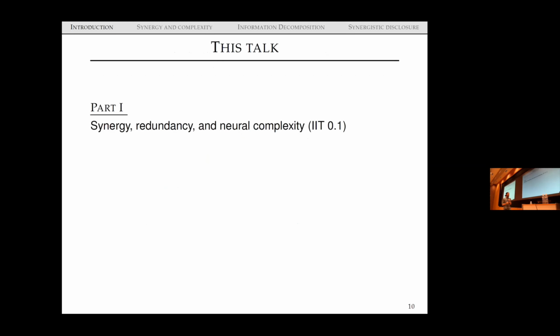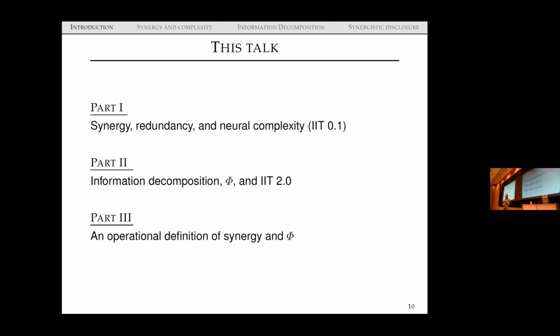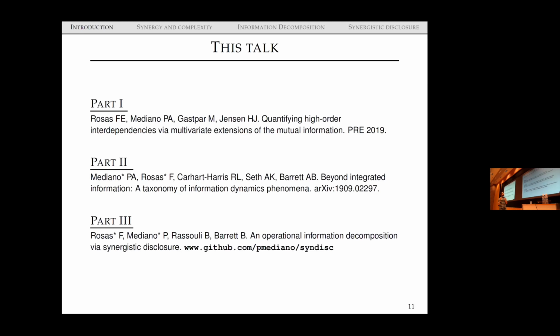So I'm going to split this talk in 3 parts. I don't know how far I'll get, probably not to all of them. In part 1, I'm going to introduce the concept of synergy and redundancy and put them in context with neural complexity, or IIT 0.1, in case some of you are familiar with it. Then in part 2, I'm going to be talking about information decomposition and phi and IIT 2. And then in part 3, I'm going to give an operational definition of synergy and phi. So I'm trying to make some progress at least on all these 3 fronts. Each one of these parts is based on a different paper.